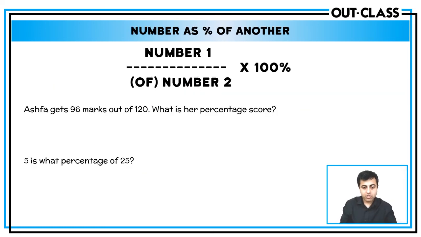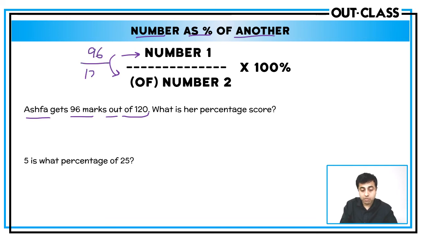Now another useful application of percentages is when you have to represent one number as a percentage of another number. And just as the wording suggests, all you're doing is the first number divided by the second number, right? So if it says Ashfa gets 96 marks out of 120, then all we're saying is put 96 here divided by the 'out of' number, which is 120, and you have to multiply by 100%. So this example would be 96 over 120 times 100, and remember you have to put this percentage sign.